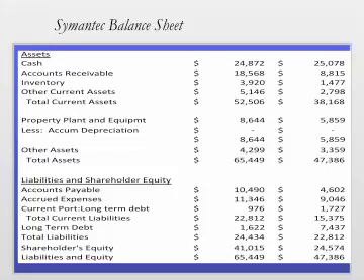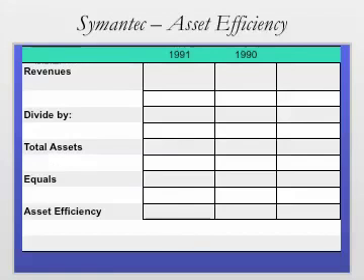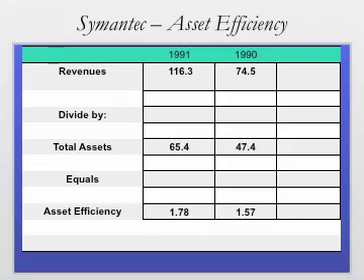So we take sales divided by the total assets for each year. We put it into a format like this. Simply take total revenues divided by total assets, or again we can call revenues sales also. That'll equal our asset efficiency ratio. When we plug it in for 1991 and 1990, you'll see that asset efficiency in 1990 was 1.57. What that meant was that our revenues were about 1.57 times our total asset base. In 1991, that increased to 1.78, almost 1.8 times our total assets.